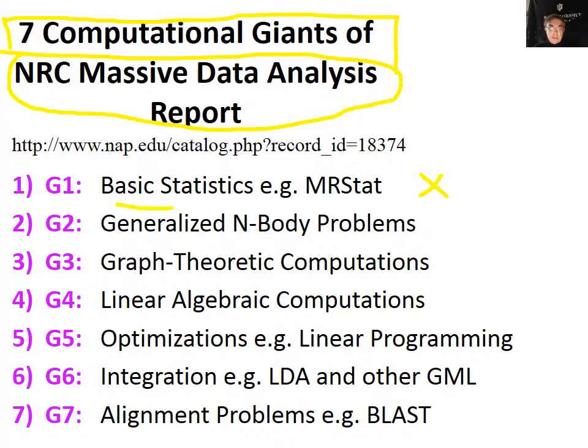That one needs to do basic statistics. That's what I captured with this feature called MR Stat. There are lots of cases where you do statistics on the items in your big data, and then you need to gather those statistics together over the whole problem. That's a classic reduce problem.